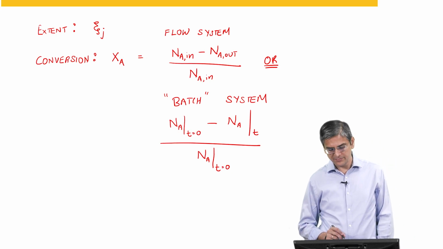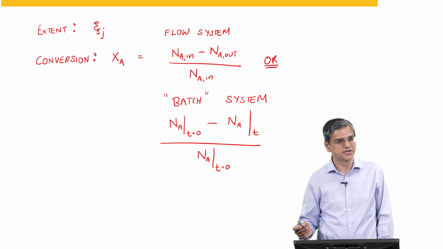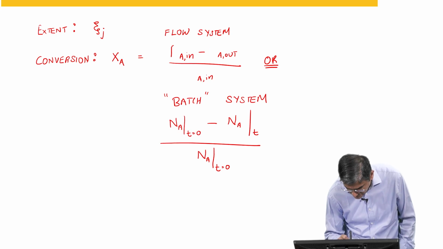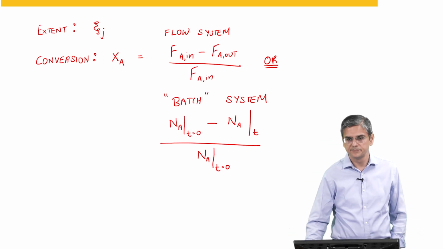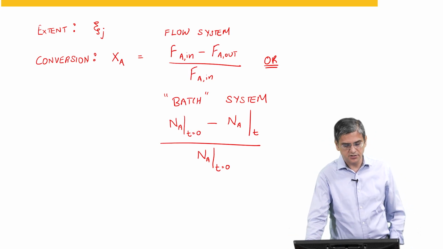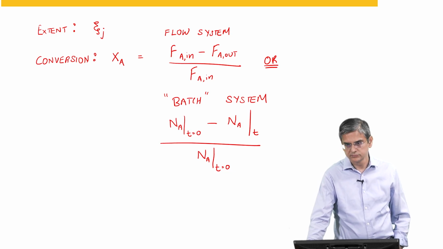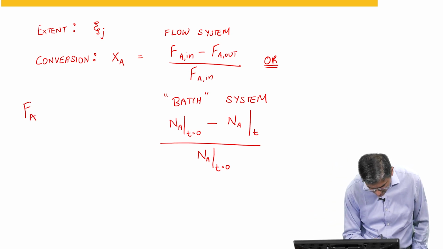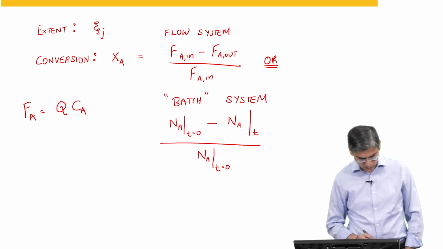So, what do you really mean by Na in and Na out? Not really moles in and moles out, it is moles per unit time, right. So what should be there is Fa in and Fa out. That is the definition of conversion, and Fa is nothing but Q multiplied by Ca.